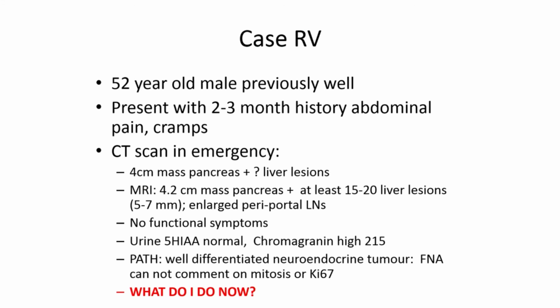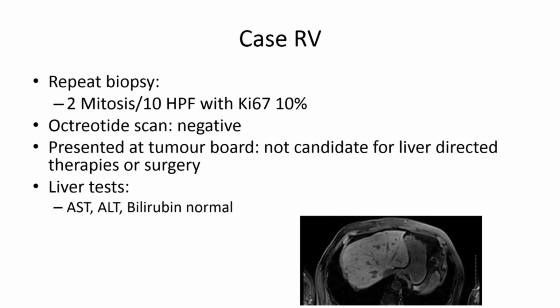So again, let's go to another case. 52-year-old man shows up with abdominal pain. They do a CT scan. He's got this mass in the pancreas, and he's got a bunch of liver lesions, but he's not having the carcinoid syndrome. He's told by the emergency doctor, you have pancreatic cancer. He's devastated by that news. But of course, they go and do a biopsy, and it comes back as a well-differentiated neuroendocrine tumor. What do we do now?